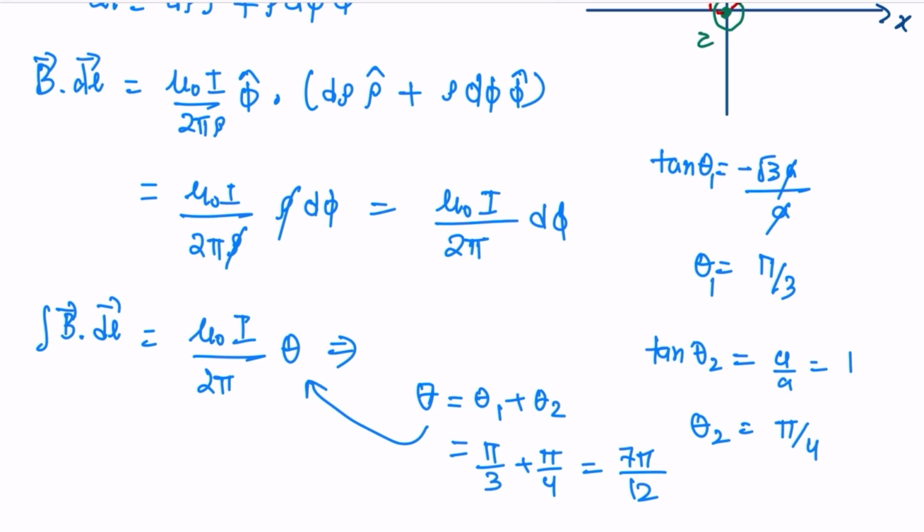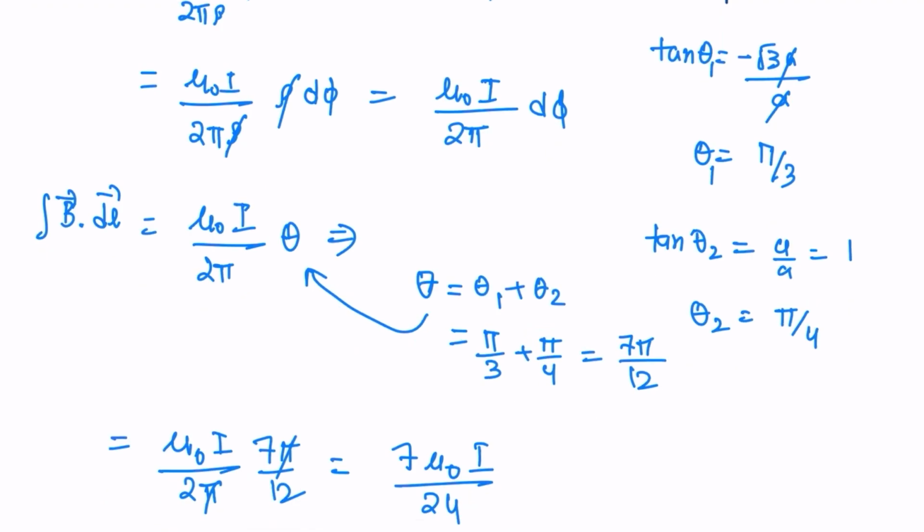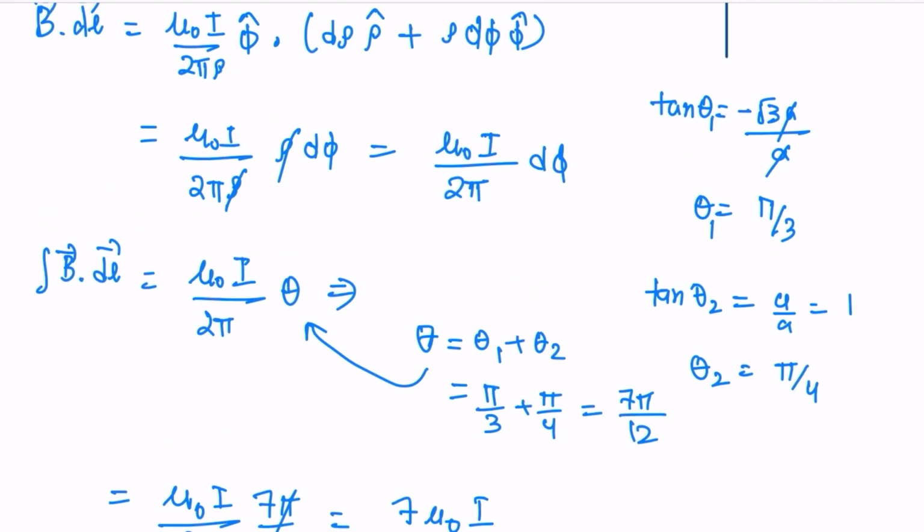So you plug in theta here and the answer becomes 7 pi over 12, so this pi and pi cancel, mu I over 24. So the answer is A. This is a more mathematical way to do it, but you can also do it more physically, like kind of an approximate Ampere's law, and let's see how we can do that.